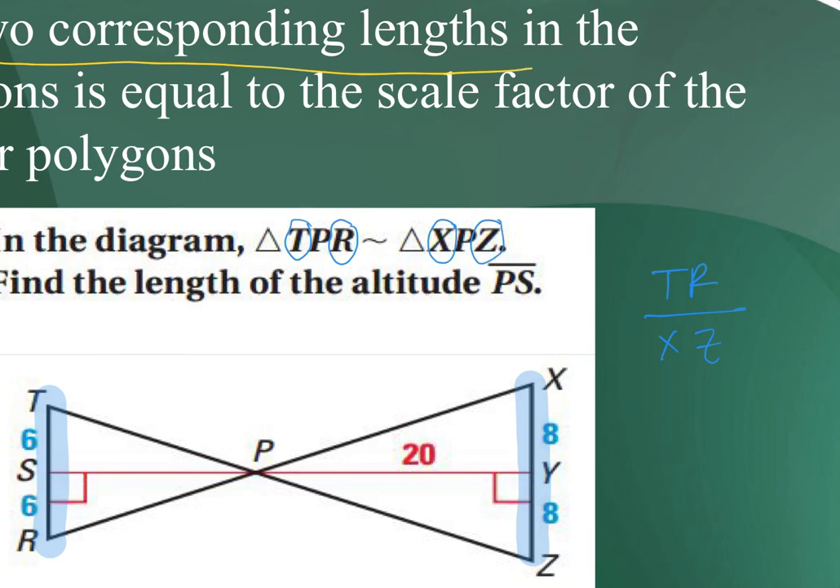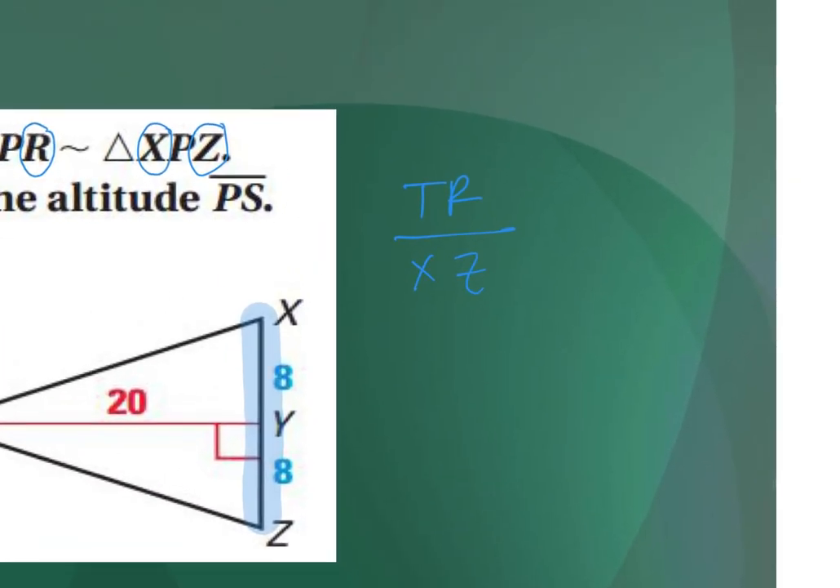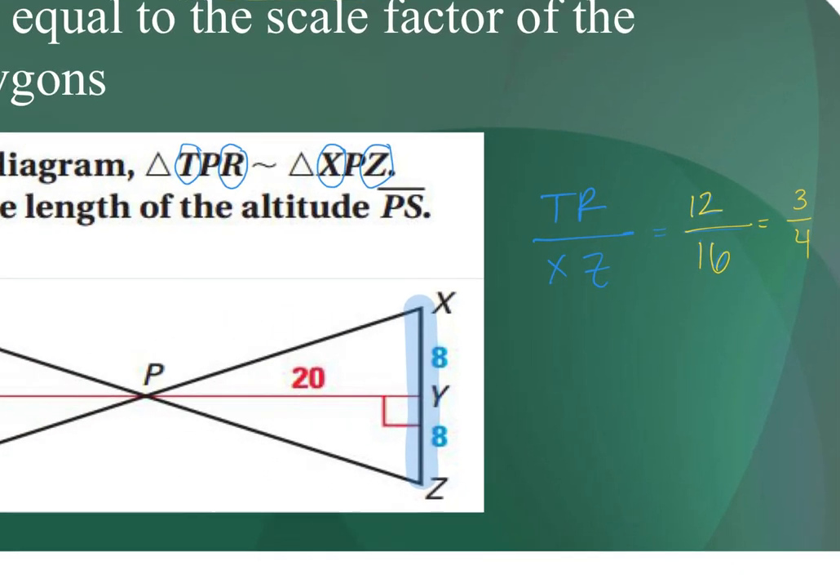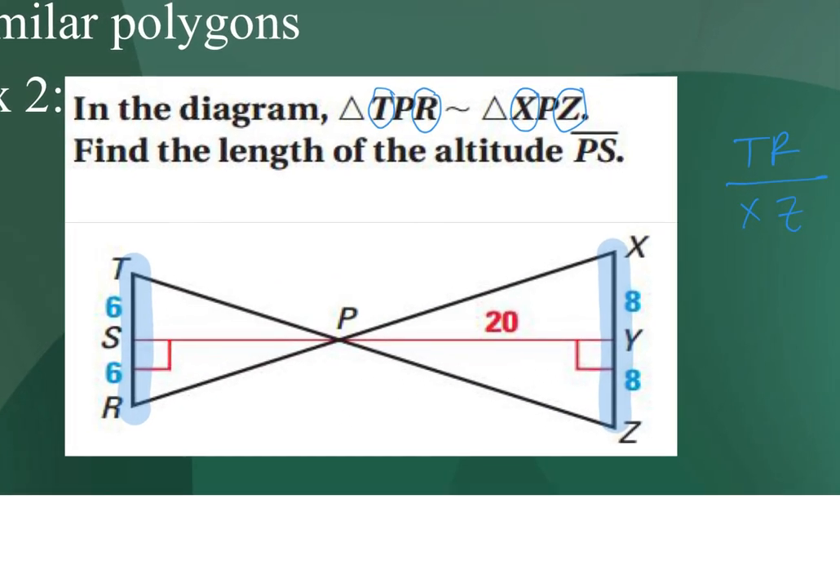So let's find our scale factor. What was TR? Don't say 6. 12. What's XZ? 16. Is that hard to see? Is it better now? Okay. Does that simplify? 3/4. So this is our reduced scale factor, okay? You always want to simplify your scale factor. So we're going to use this to come up with whatever PS is.